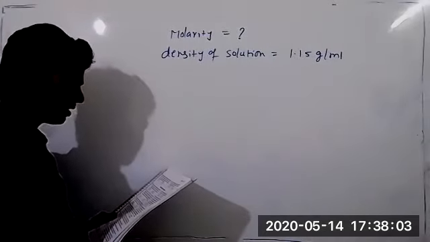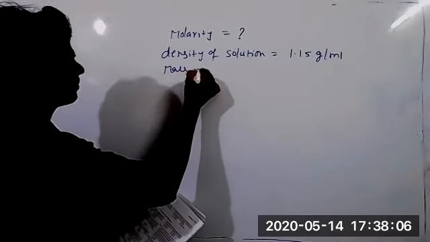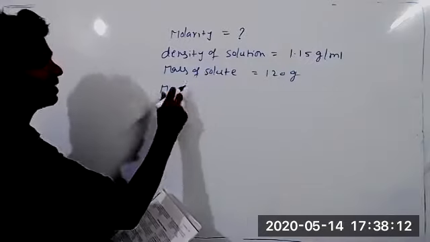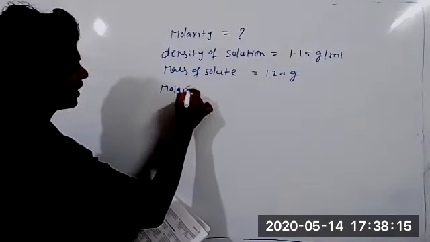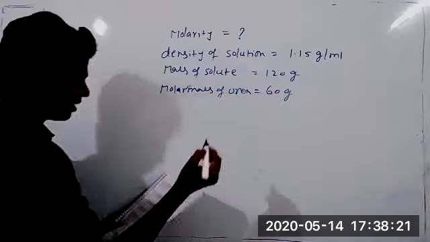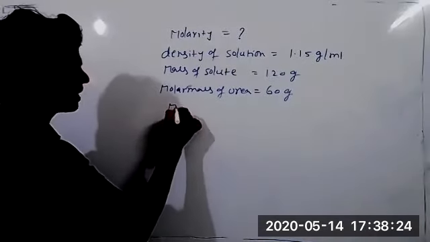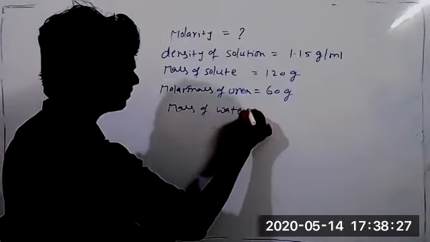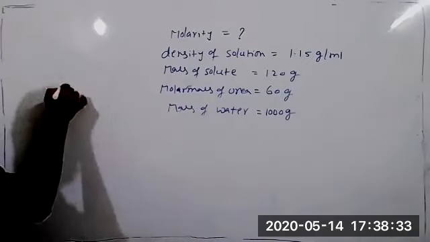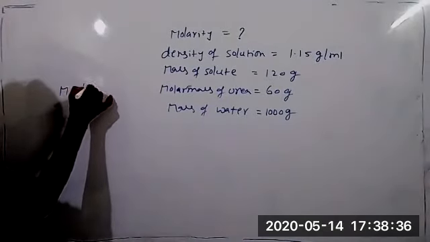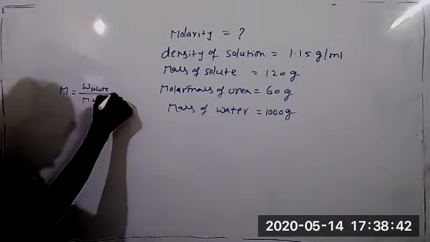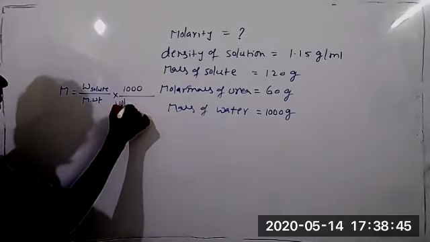Now, given here the mass of solute is 120 grams. Here the solute is urea. Molar mass of urea is 60 grams. And water is given, 1000 grams. Mass of water is 1000 grams. Here we have to calculate molarity. Molarity formula is mass of solute divided by molecular weight of solute into 1000 by volume of solution.